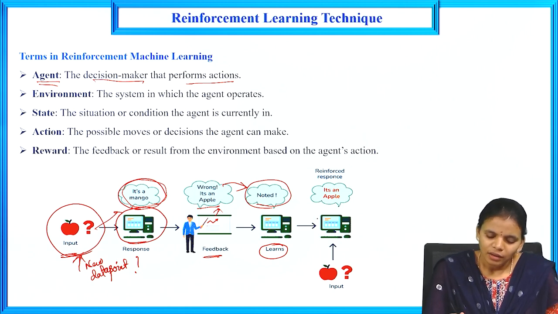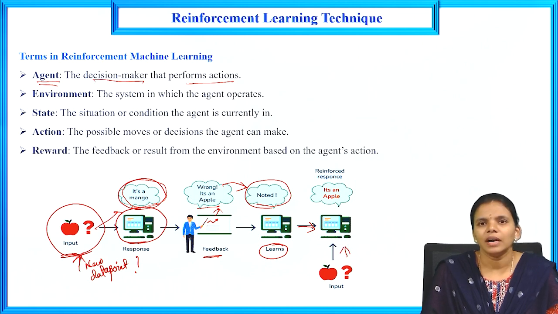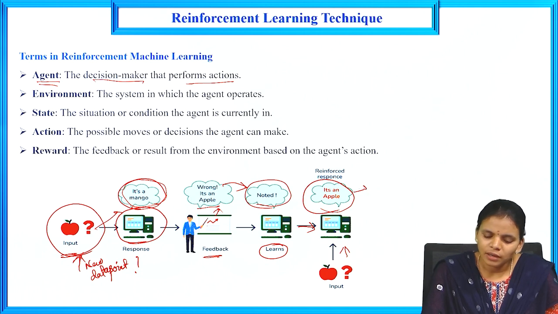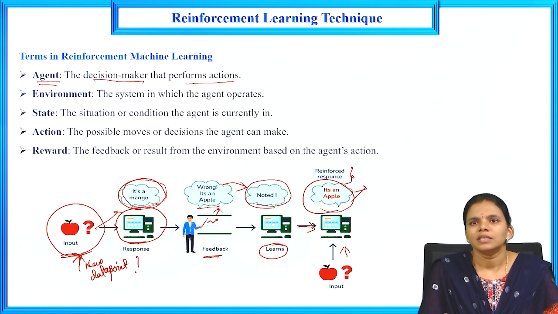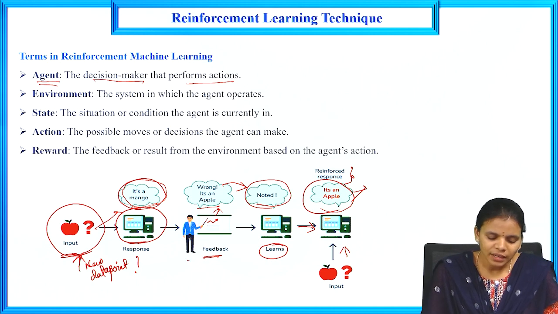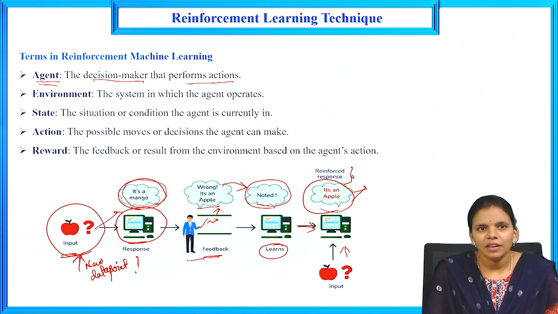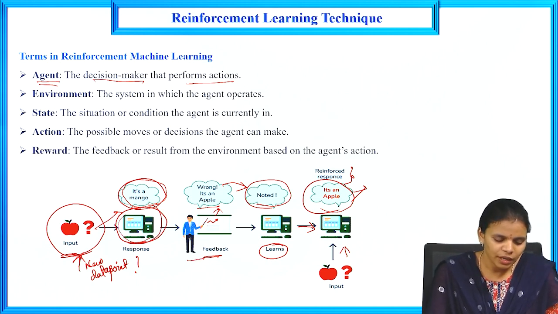Then it is predicting the output for the new test point again. So it is now predicting the output as yes, it is an apple. So this is what correct output means. It is a reinforced response. So here what the agent has done, the agent is giving the feedback to the machine learning model that it is not a mango, it is an apple.